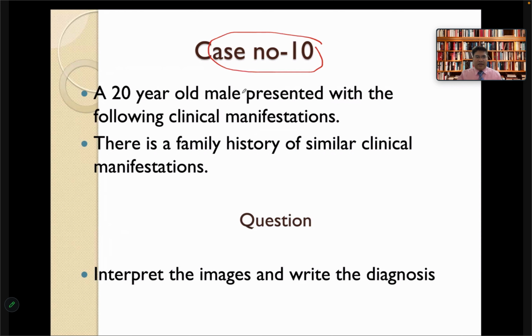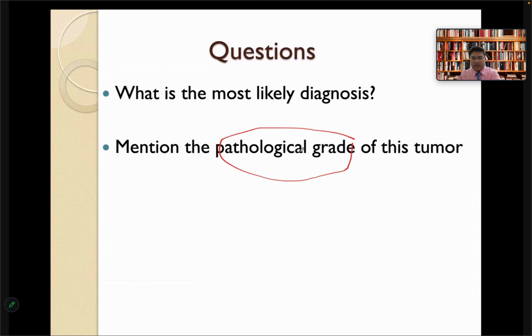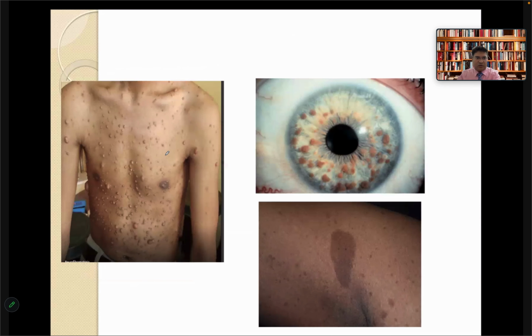Now, case number 10. A 20-year-old male presented with the following clinical manifestations. There is a history of similar clinical manifestations in the family, or there is a family history. So these are the clinical manifestations. In this image, look at the torso of the patient. It is studded with hundreds of tumors. So these are all neurofibromas.